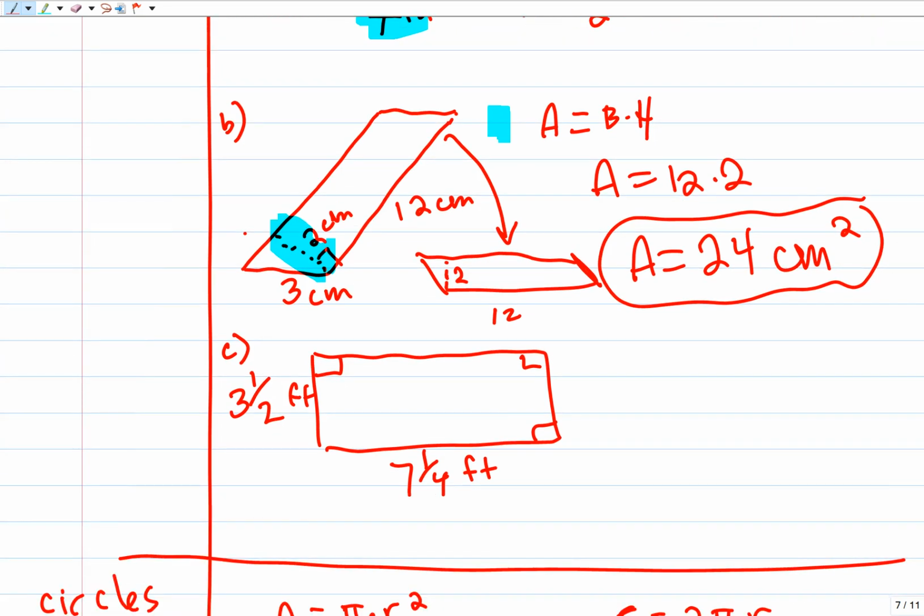What if the numbers are complicated? Then we give up? No. The area is just what? Base times height. I'm not putting those numbers in my calculator that way. I need to turn them into improper fractions. 28 plus 1, how about 29 over 4, times 6 plus 1, 7 over 2. So 29 over 4 times 7 over 2.